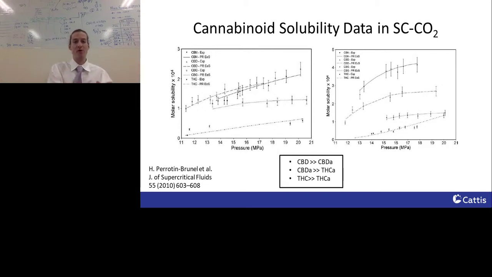And within the class of terpenoids, once again, if we know the solubility data of terpenes within the class of monoterpenes and sesquiterpenes, well, by utilizing SFE, we're able to separate our monoterpenes out from our sesquiterpenes. Also, on the cannabinoid side, with the proper solubility data, we're able to separate our acidic cannabinoids from our neutral cannabinoids. And so from this work, we know that CBD is way more soluble in CO2 than CBDA. CBDA is more soluble than THCA, and also THC is more soluble than THCA.